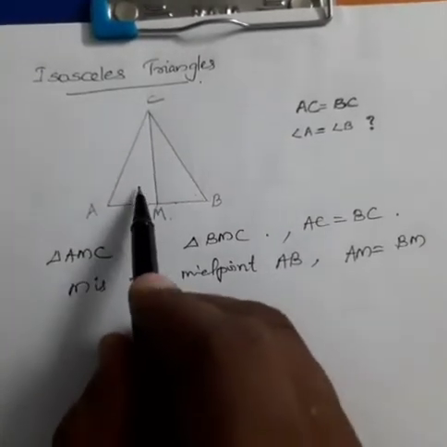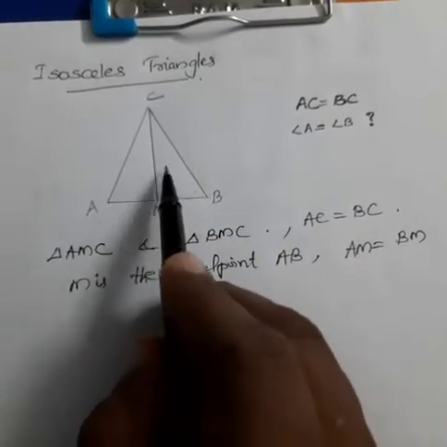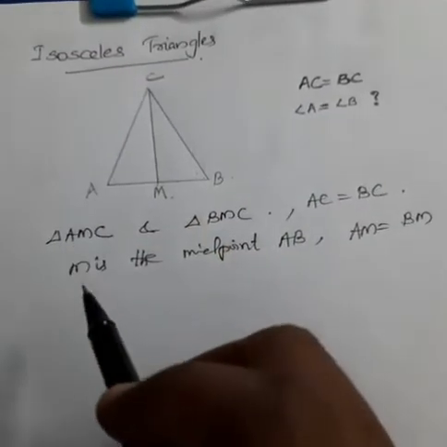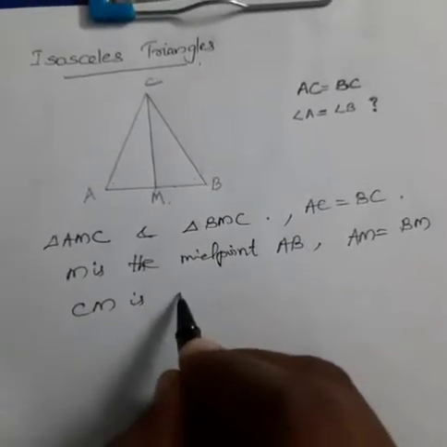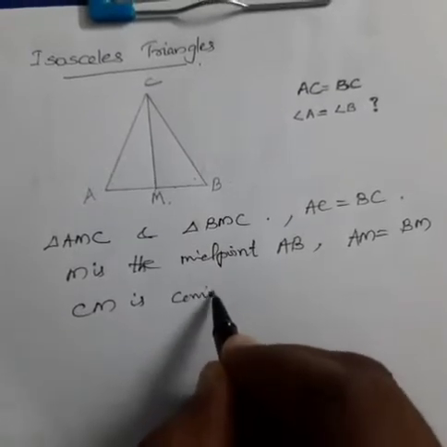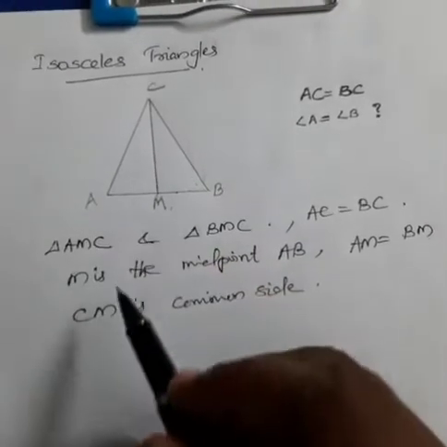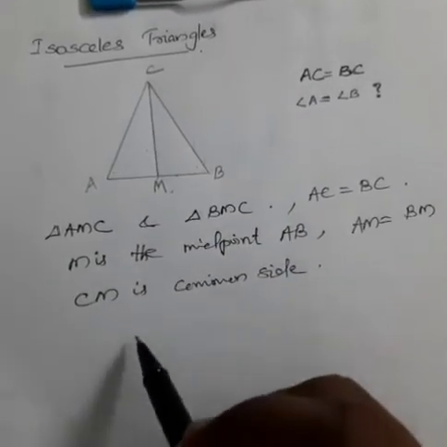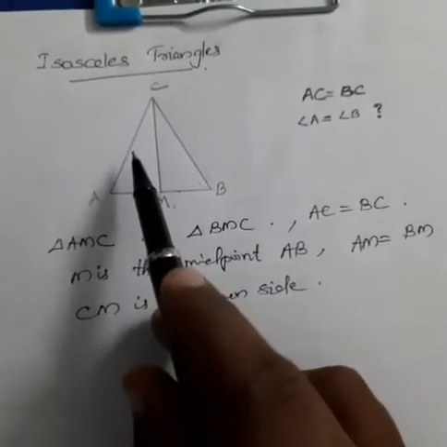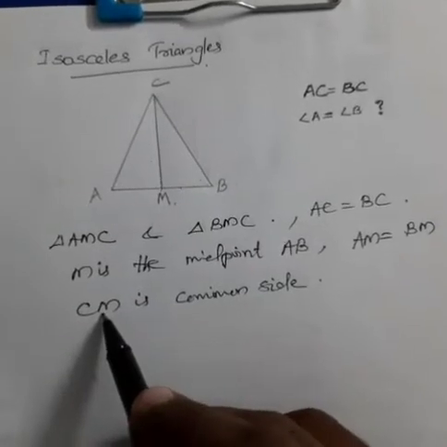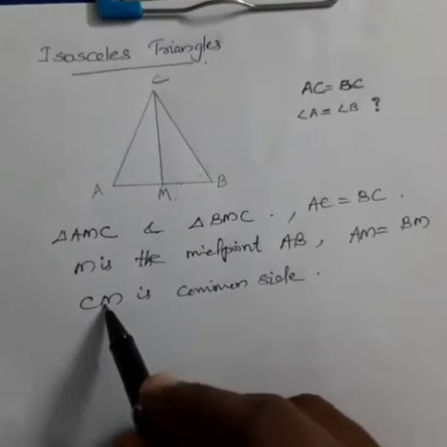Then see, in both the triangles, this side is common. CM is common for both the triangles. CM is the common side, or the third side of both the triangles. Since the sides of a triangle are the same, you can write that the angles opposite to equal sides are also equal.